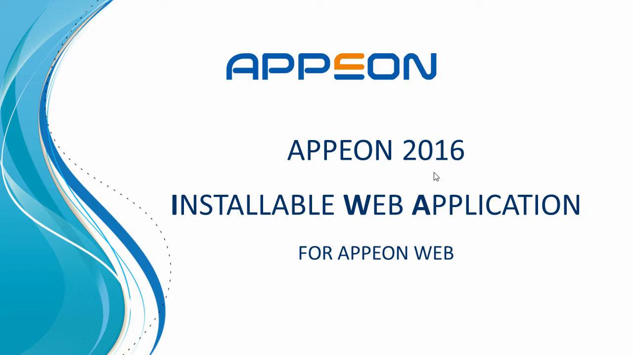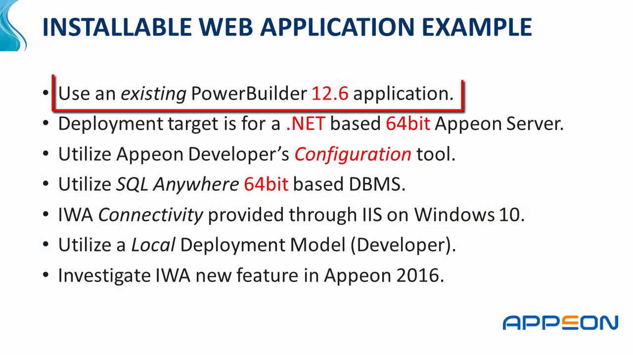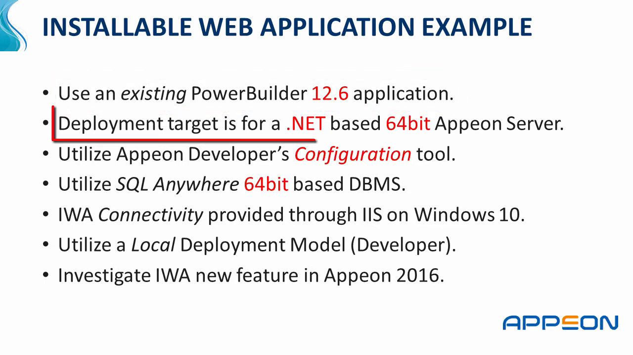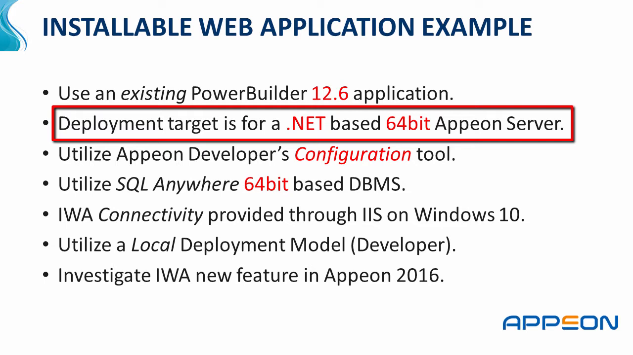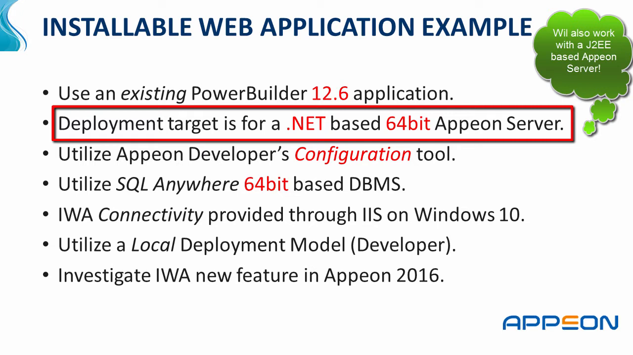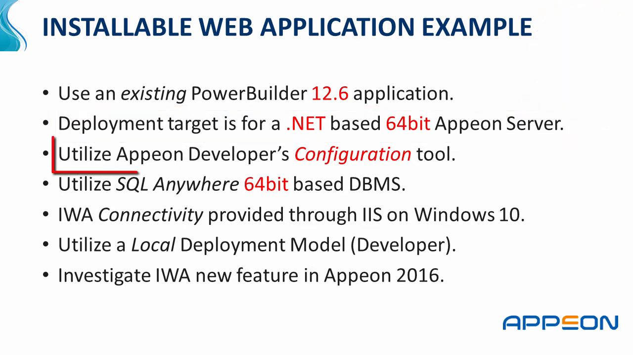Hello and welcome to the Appeon 2016 product suite, a new feature called the Installable Web Application for Appeon web-based applications. In this tutorial, we're going to be using an existing PowerBuilder 12.6 native Win32 application. The deployment target for this tutorial is a .NET-based 64-bit Appeon server. However, the IWA feature will work on an Appeon J2EE or Java-based server as well.